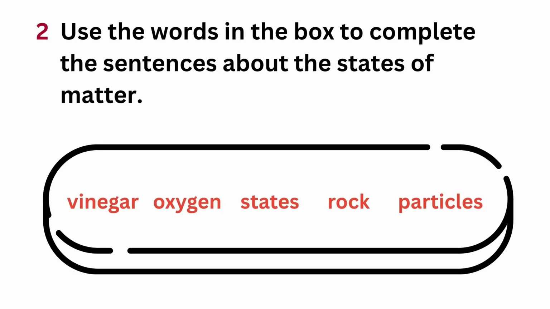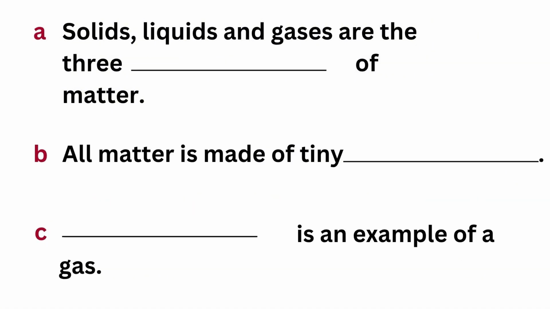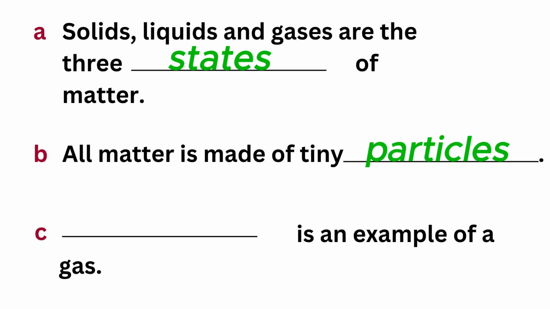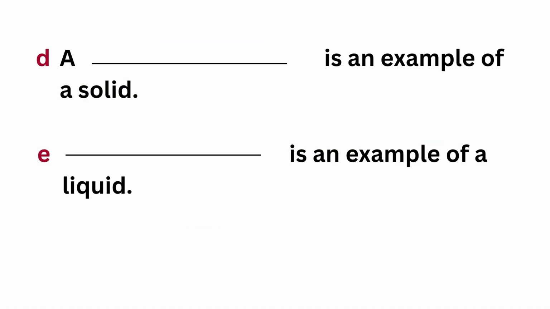Number 2. Use the words in the box to complete the sentences about the states of matter. Vinegar, oxygen, states, rock, particles. A. Solid, liquids, and gases are the three states of matter. B. All matter is made of tiny particles. C. Oxygen is an example of a gas. D. Rock is an example of a solid. E. Vinegar is an example of a liquid.